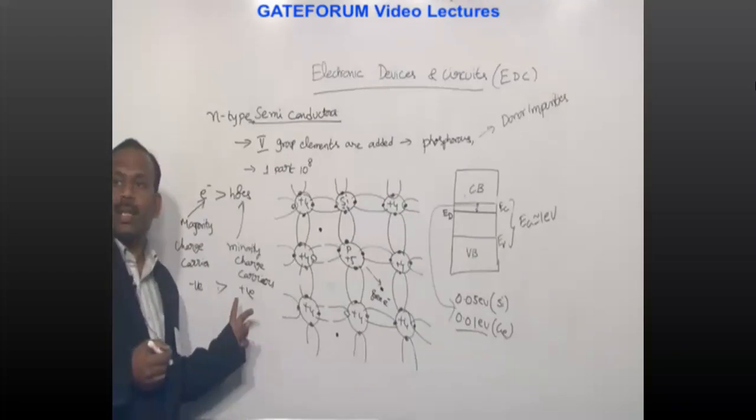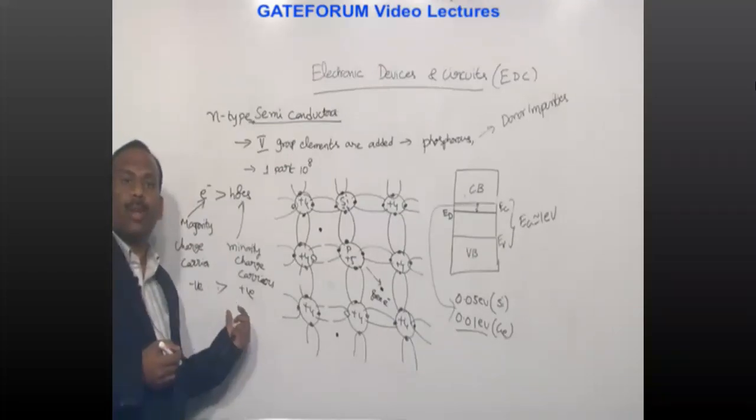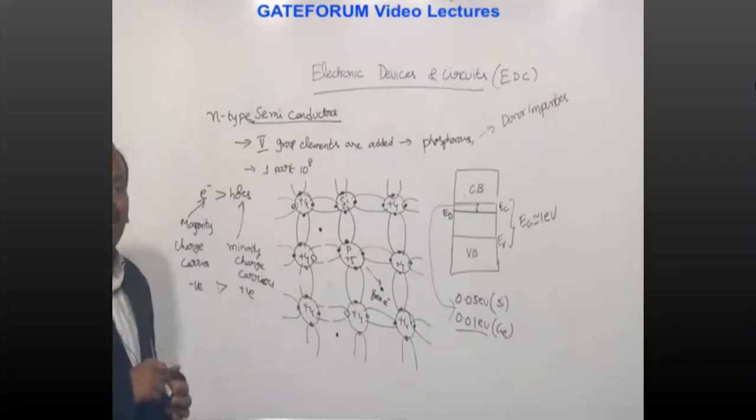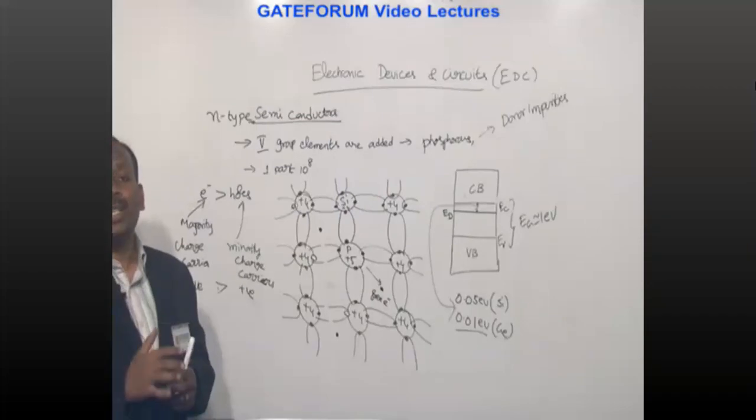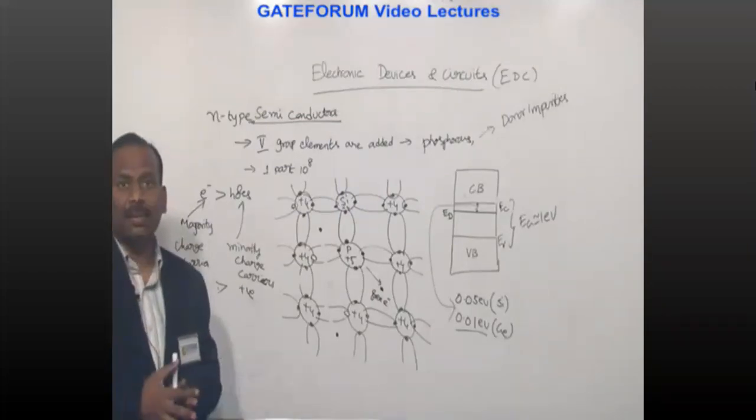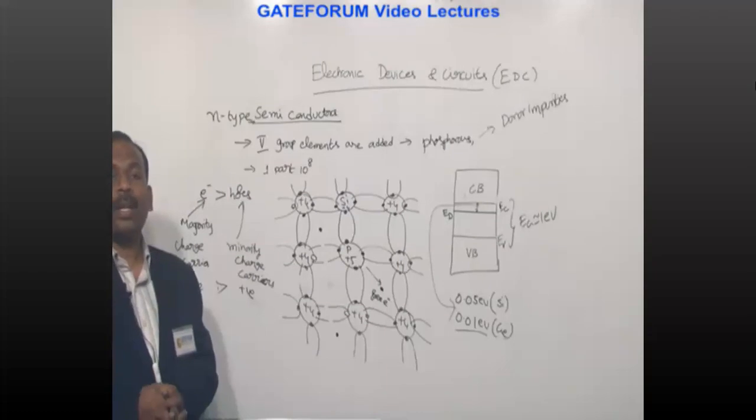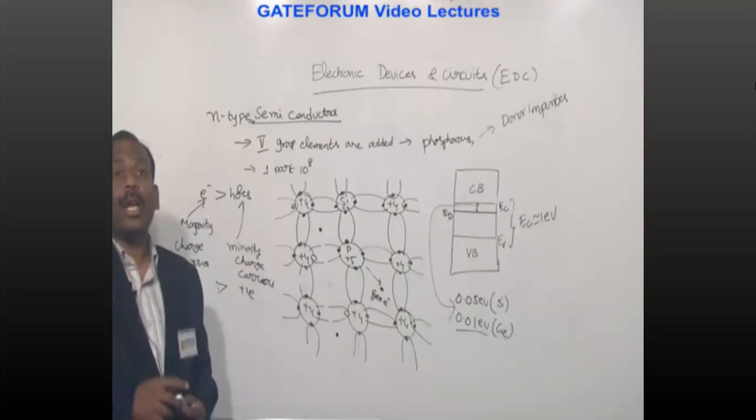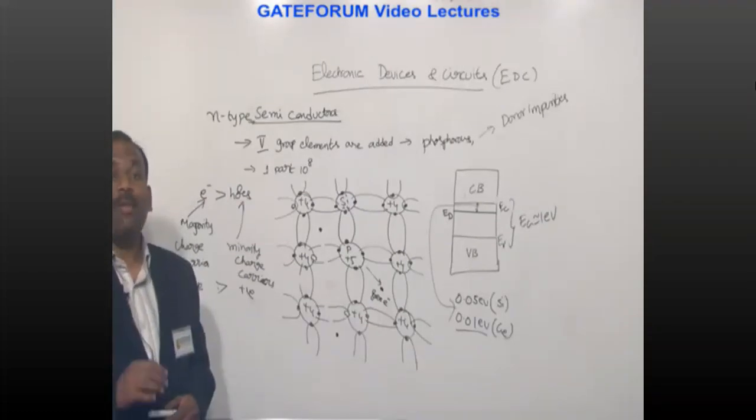More amount of negative charge, electrons are more, so negative charge is more than positive charge. Therefore, is it electrically positive or electrically negative or electrically neutral or none of the above, or we can't say? It is electrically neutral. Why is it electrically neutral?